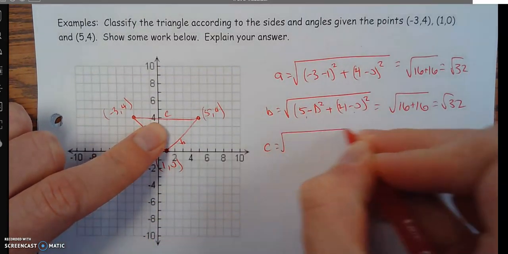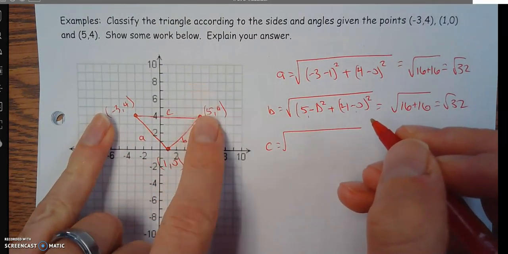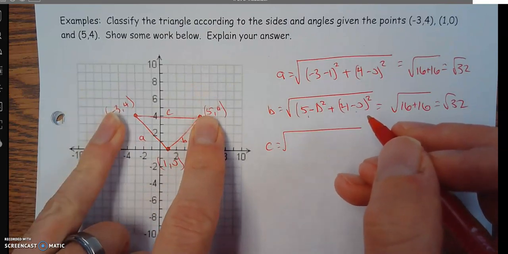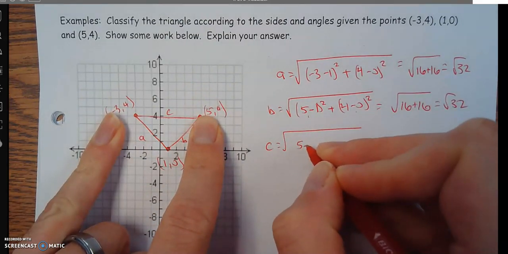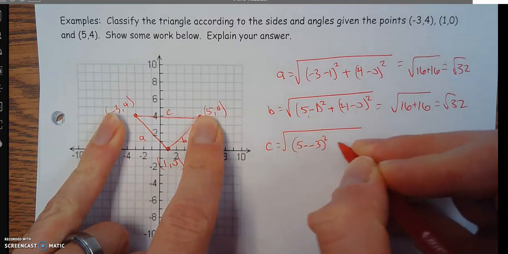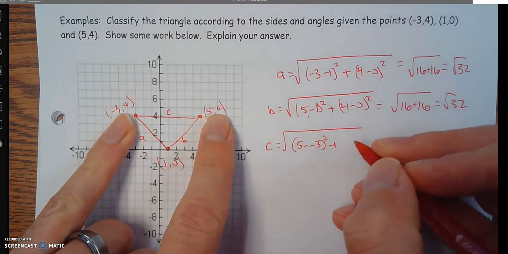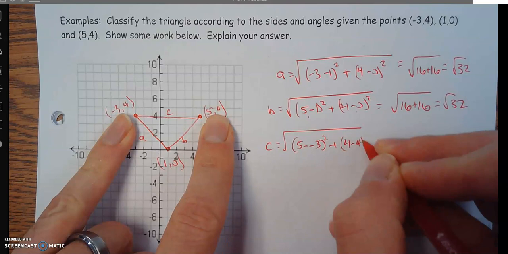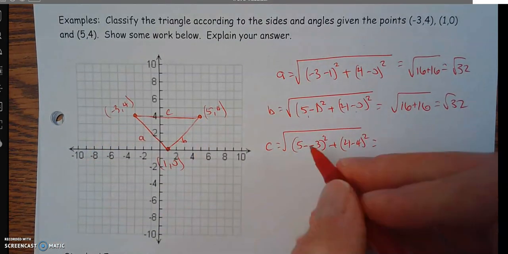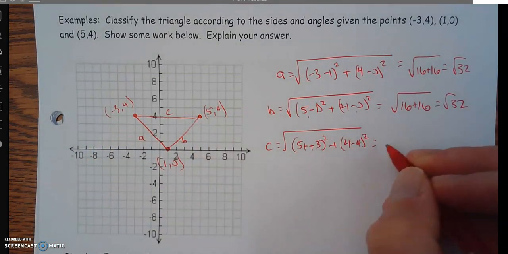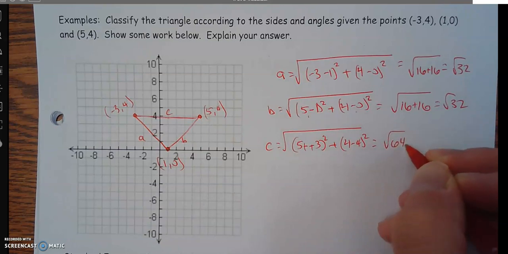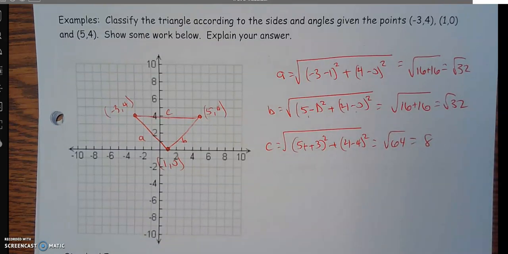C is going to be, I'm going to look at these two. I'm going to go 5 minus negative 3 squared, plus 4 minus 4 squared. So this would be 8 squared, which is 64, plus 0. So the square root of 64 is 8. So I know it's isosceles. It's an isosceles triangle.